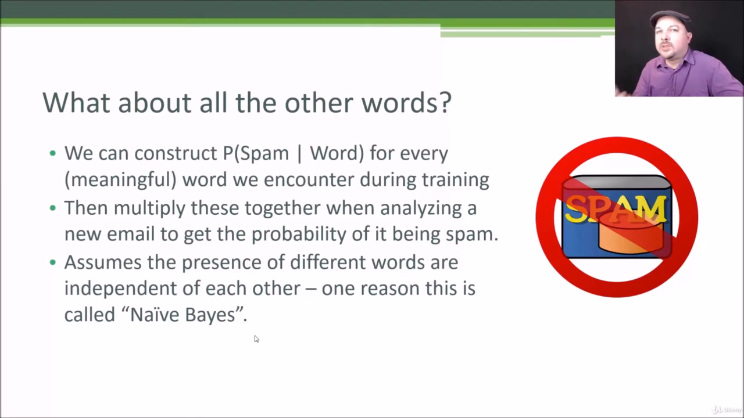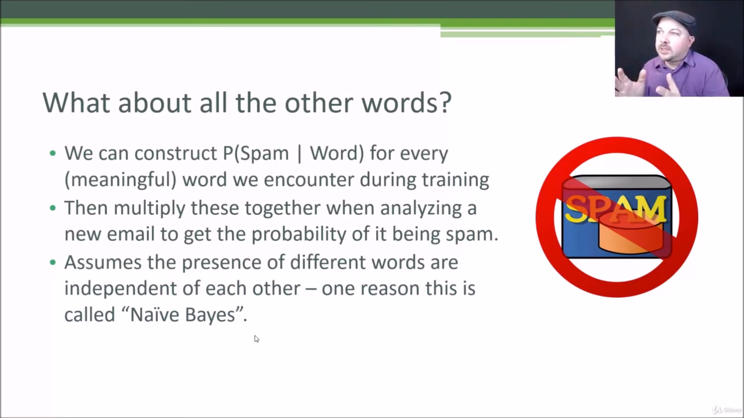What about all the other words in the English language though? Our spam classifier should know about more than just the word free. It should automatically pick up every word in the message ideally and figure out how much that contributes to the likelihood of this email being spam. So what we can do is train a model on every word that we encounter during training, throwing out things like a and the and meaningless words like that, of course. And then when we go through all the words in a new email, we can multiply the probability of being spam for each word together. And then we get the overall probability of that email being spam.